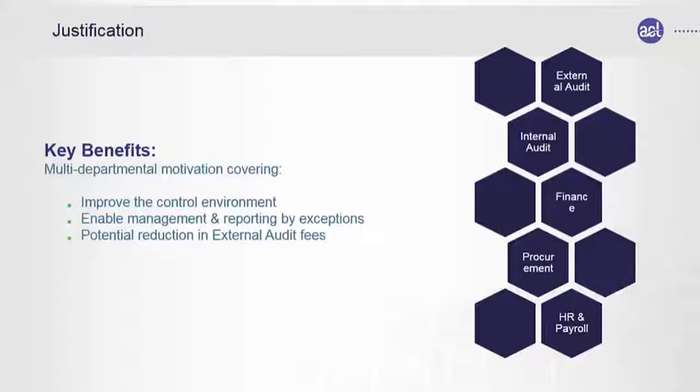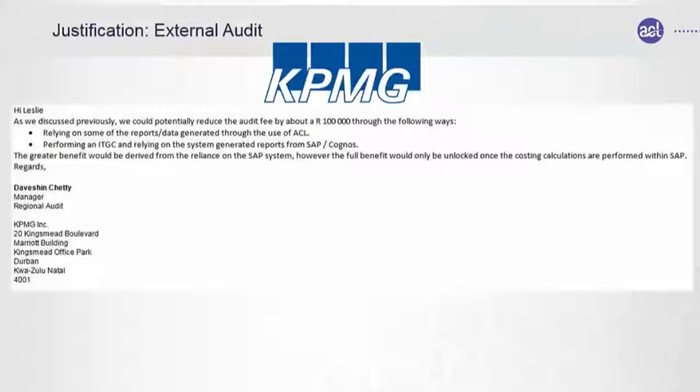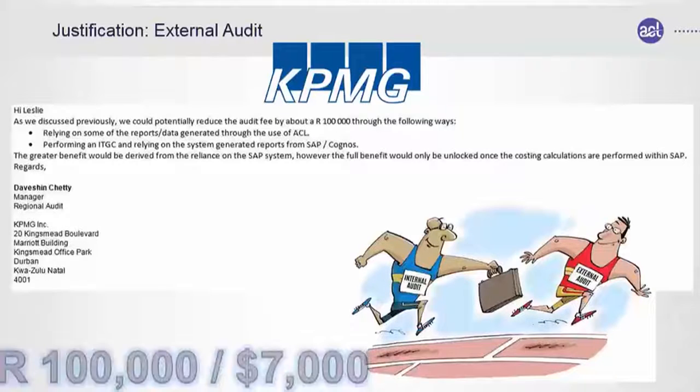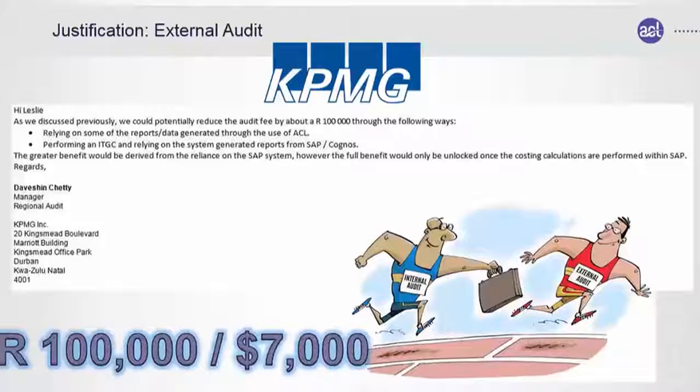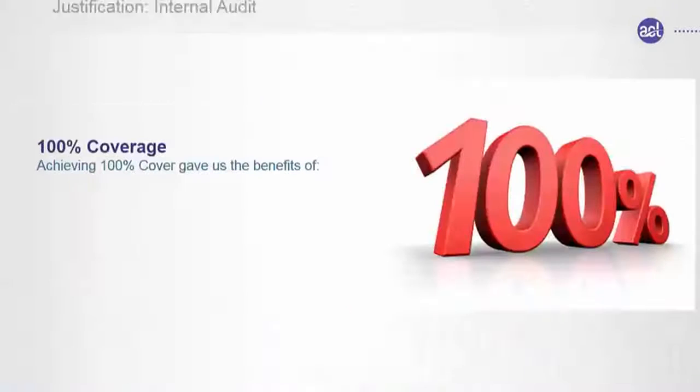So in terms of external audits, we were told that if we put ACL in, we would realize a significant cost benefit to the audit fee, and that came directly from KPMG, and it realized about $7,000 off our audit fee. In completely unrelated news, this individual no longer works at KPMG.